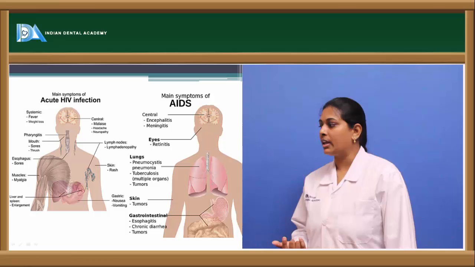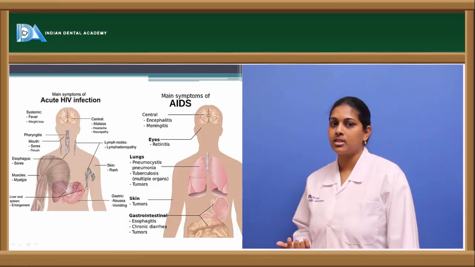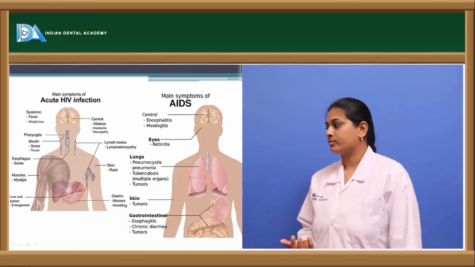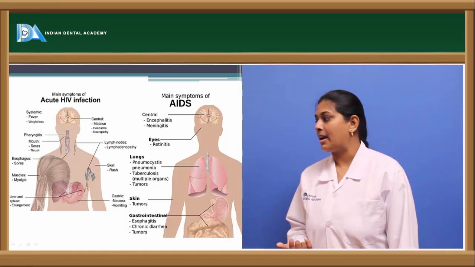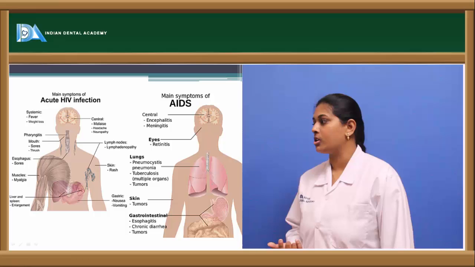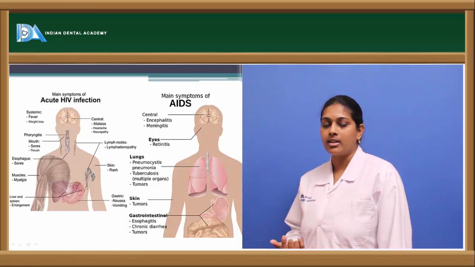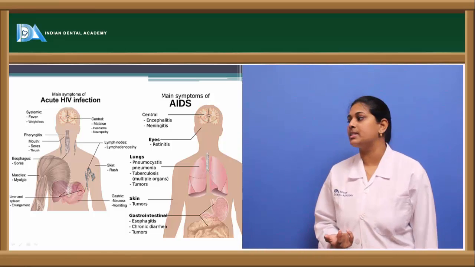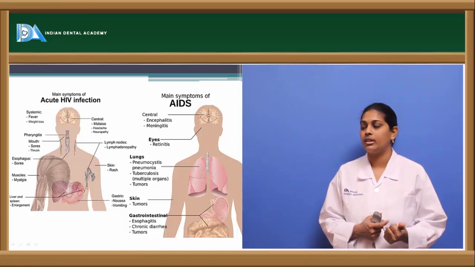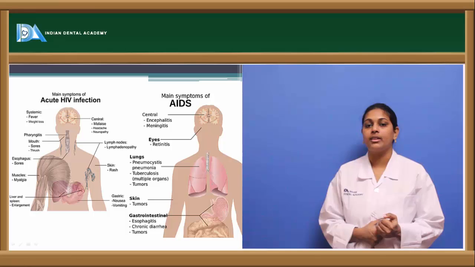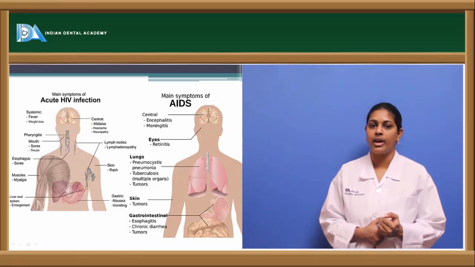Coming to the muscles, myalgia, that is muscular pain, can be seen. And when the liver and spleen are involved, there is enlargement. And when it involves the central nervous system, we see malaise, headache, and otherwise neuropathy can also be seen. In the lymph nodes, regional lymphadenopathy can be seen. In the skin, there are rashes. And when it involves the gastrointestinal tract, there will be nausea and vomiting. These are the symptoms which can be seen in acute HIV.